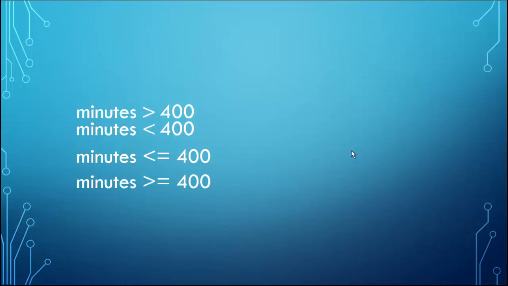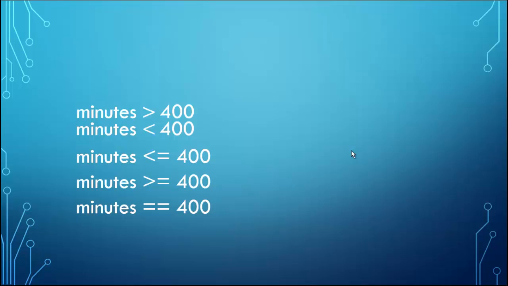What's another way to compare numbers? Well, we might want to know if a number is exactly equal to something. We can say, is minutes equal to 400? And we actually write two equal signs there. That's because one equal sign, if we say minutes equals 400, that means take the number 400 and put it in the minutes variable to remember for later. Two equal signs means compare these two variables. Does minutes equal 400? And that'll be something that's either true or false.